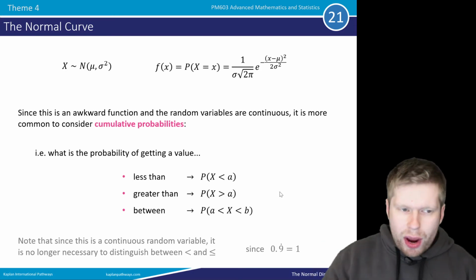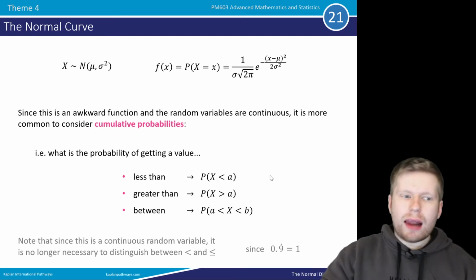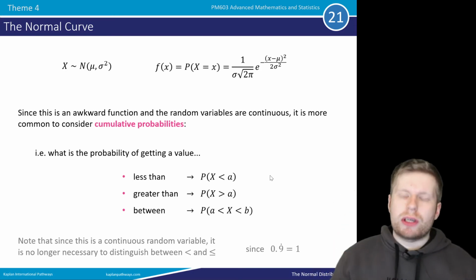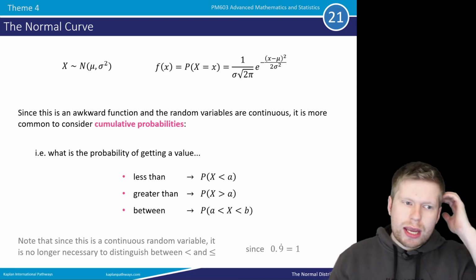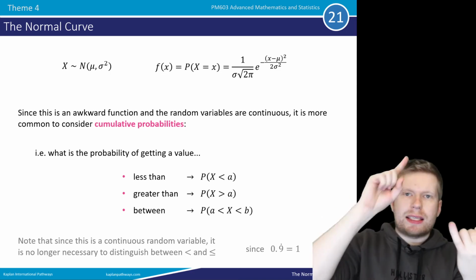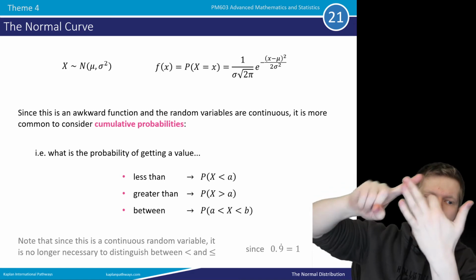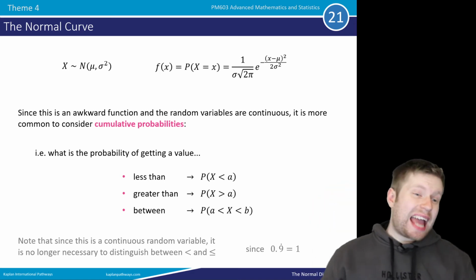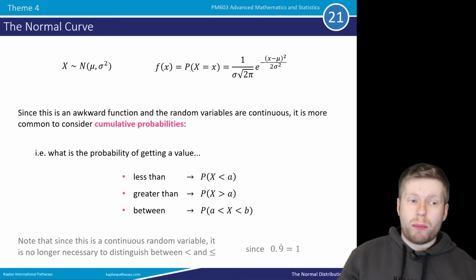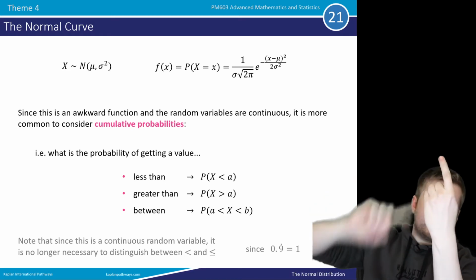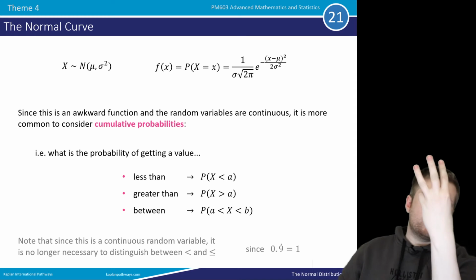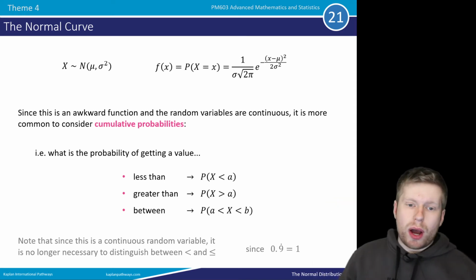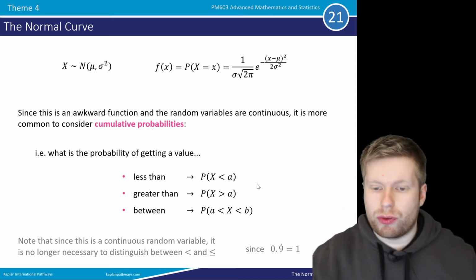When we're looking at discrete random variables, less than and less than or equal to are very different. For example, what's the probability that x is less than or equal to 3? Well, that will be the probability that x is equal to 0 plus the probability that x equals 1 plus the probability that x equals 2 plus the probability that x equals 3. But if I'm looking for the probability that x is less than 3 with a discrete random variable, I'm looking at just the probability that x equals 0, 1, and 2, not the probability that x equals 3 as well. We don't care about that with continuous random variables.